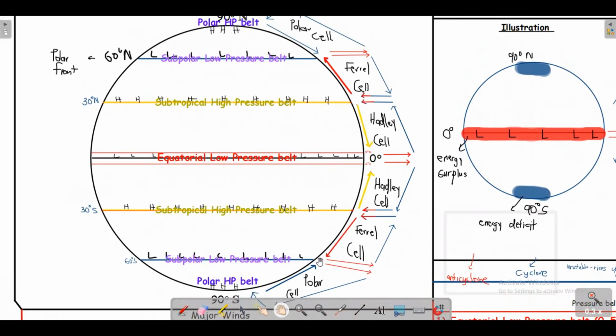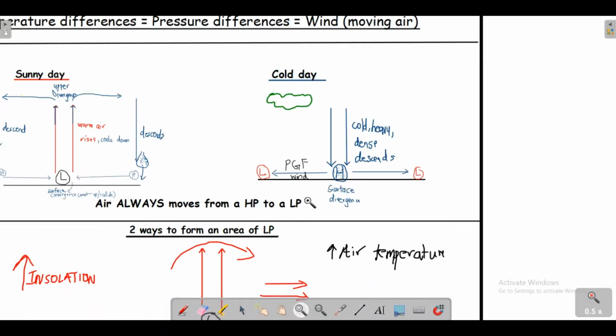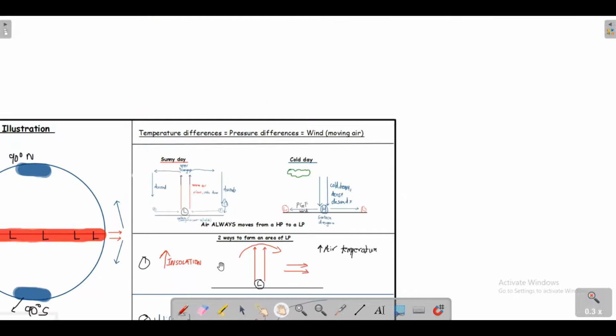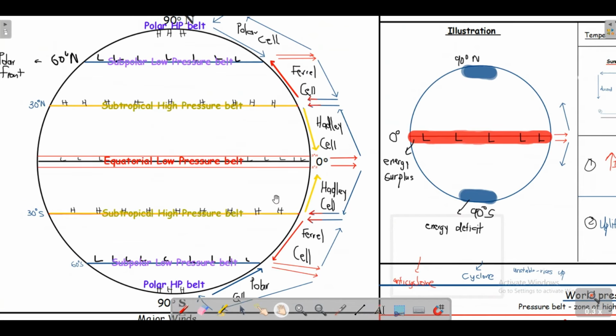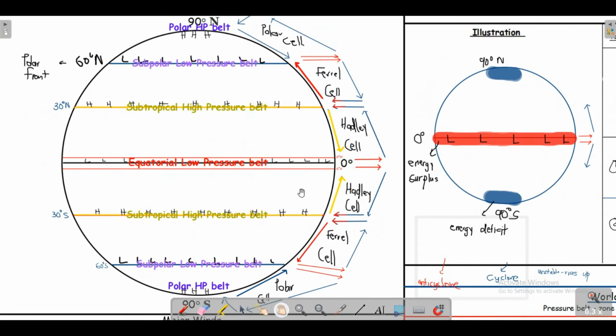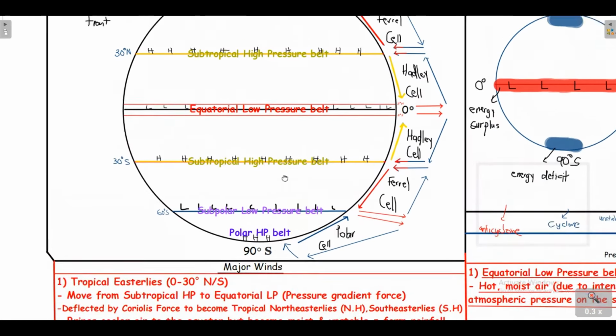Right, so this is what we have now. We have areas of high pressure, we have areas of low pressure, meaning we have pressure differences. When we have pressure differences, what tends to occur? Wind tends to occur. Air starts to move from an area of high pressure to an area of low pressure. Because now we have pressure differences, the pressure gradient force will start to act, driving air to move from an area of high pressure to areas of low pressure. This then results in our major winds, right?